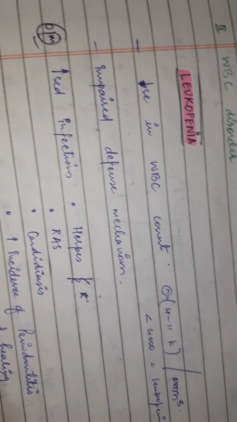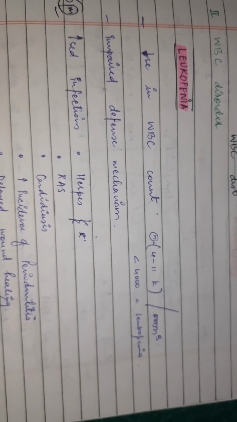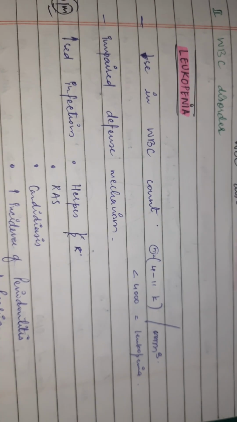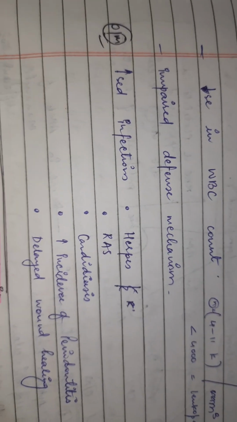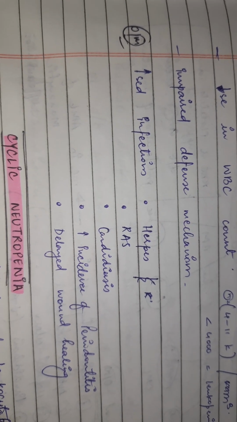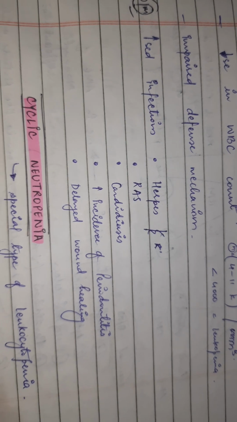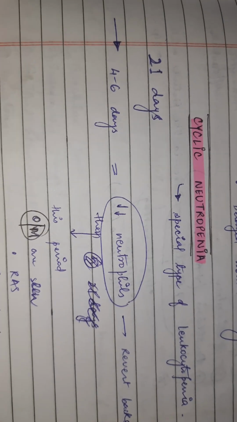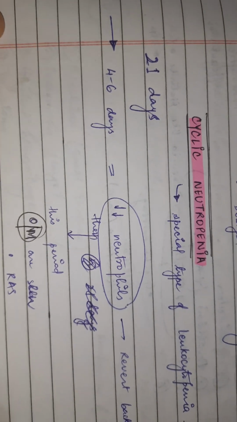WBC disorders, leukopenia: a decrease in WBC count. Normal count is 4 to 11K per mm cube, and in leukopenia, it is less than 4K. There is an impaired defense mechanism. Oral manifestations include increased infections like herpes, recurrent aphthous stomatitis, candidiasis, increased incidence of periodontitis, and delayed wound healing.